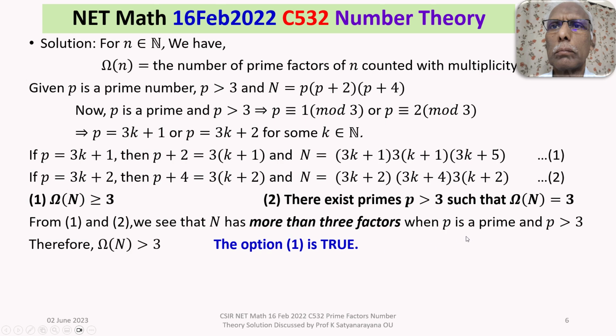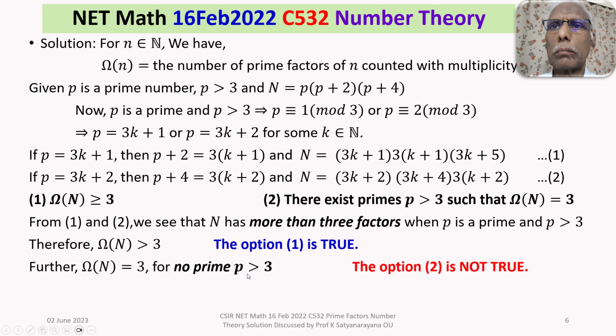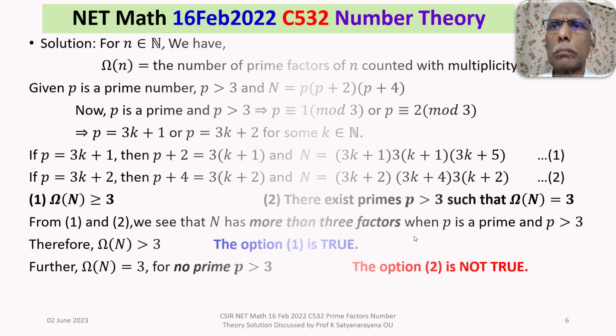And for any prime p greater than 3, omega of n is greater than 3, therefore there does not exist any prime p greater than 3 such that omega of n is equal to 3. It is greater than 3, and equal to 3 for no prime. So omega of n is equal to 3 for no prime p greater than 3. Therefore, option 2 is not true. Thus, from options 1 and 2, option 1 is true. We continue in the next slide.